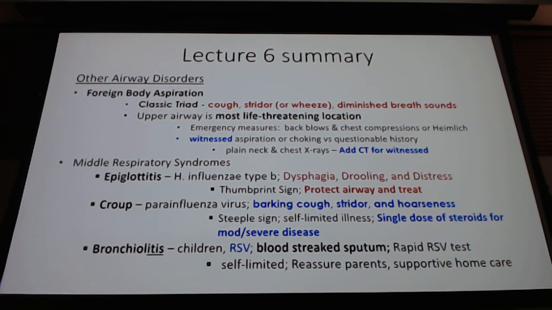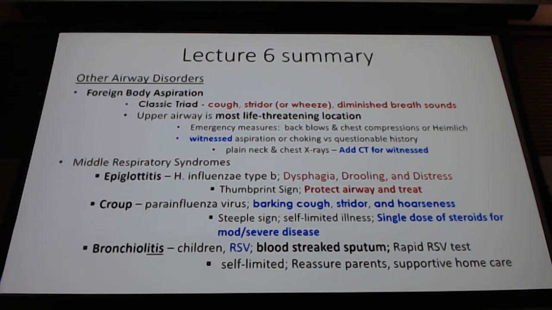So then we're moving our way down to the middle respiratory. We've got our epiglottitis, our croup, and our bronchiolitis. Starting at the top, epiglottitis. It's classically associated with H. influenzae. There are other things that cause this, but that is a classic association worth knowing. We don't see this very often anymore because we vaccinate for the Hib, so that's a good thing.